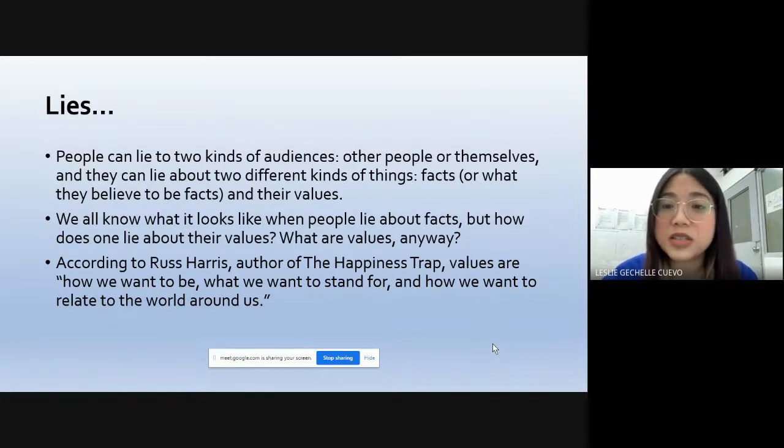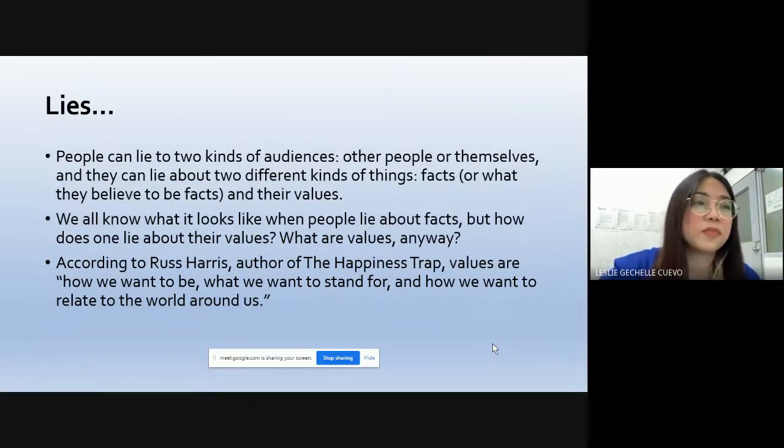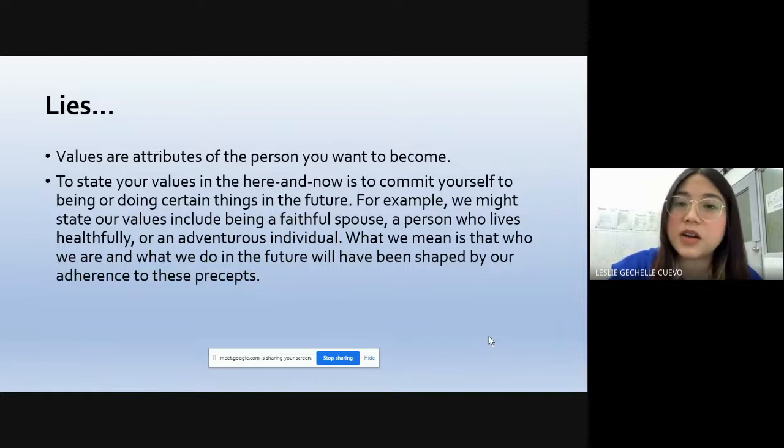So, according to Ross Harris, author of The Happiness Trap, values are how we intend to be, what we want to stand for, and how we want to relate to the world around us. So values are attributes of the person you want to become. Ano yung mga katangian na gusto mong maipakita sa ibang tao na meron ka.